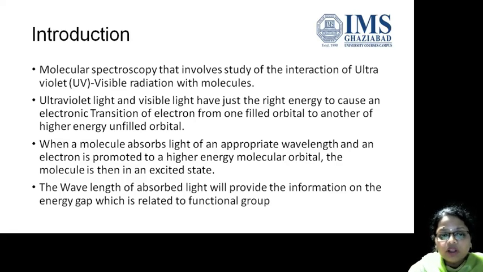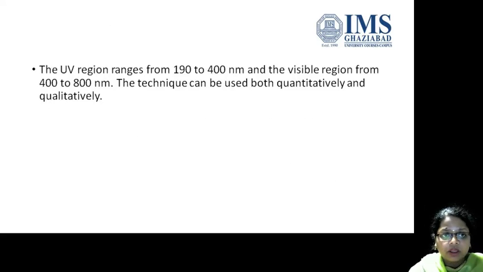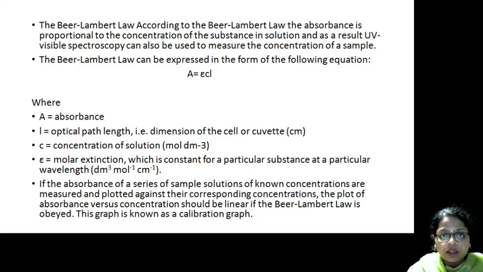Now, the wavelength of the light that is absorbed is characteristic of a particular molecule, and this gives information about the energy gap and the functional groups related to it. The UV region ranges from 190 to 400 nanometers, and the visible region is from 400 to 800 nanometers, and the technique can be used for both qualitative and quantitative tests. The spectroscopy is based on Beer-Lambert's law. Beer-Lambert's law says that absorbance is proportional.